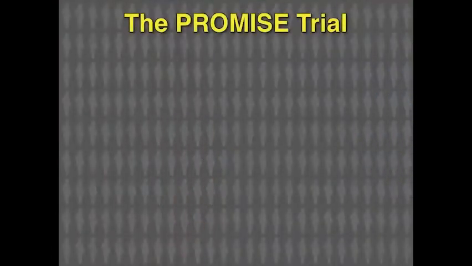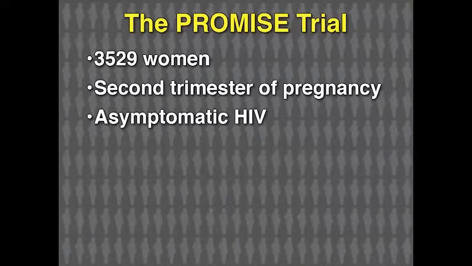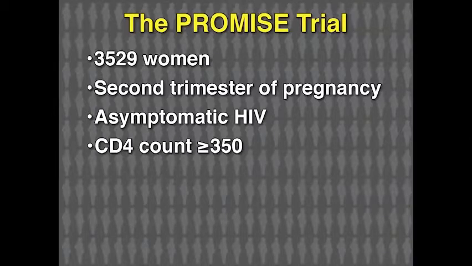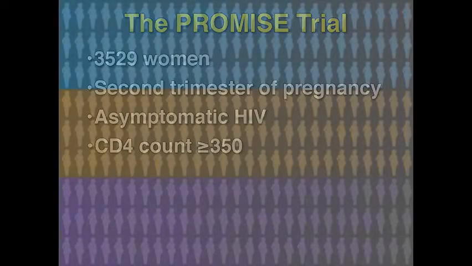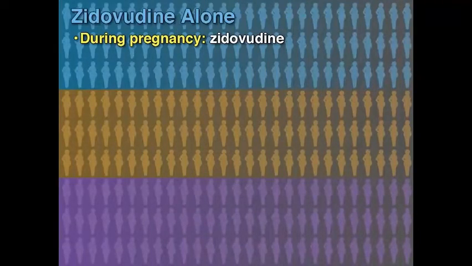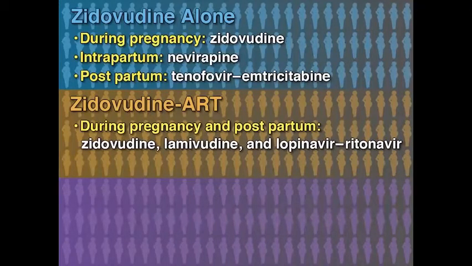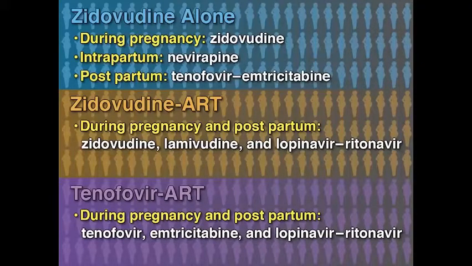The PROMISE trial enrolled 3,529 women in the second trimester of pregnancy who had asymptomatic HIV infection with a CD4 count of 350 or more and randomized them to one of three groups. The zidovudine alone group received zidovudine during pregnancy, a single dose of nevirapine intrapartum, and tenofovir emtricitabine postpartum. The zidovudine ART group received combination zidovudine, lamivudine, lopinavir, ritonavir during pregnancy and postpartum. And the tenofovir ART group received combination tenofovir, emtricitabine, lopinavir, ritonavir during pregnancy and postpartum.